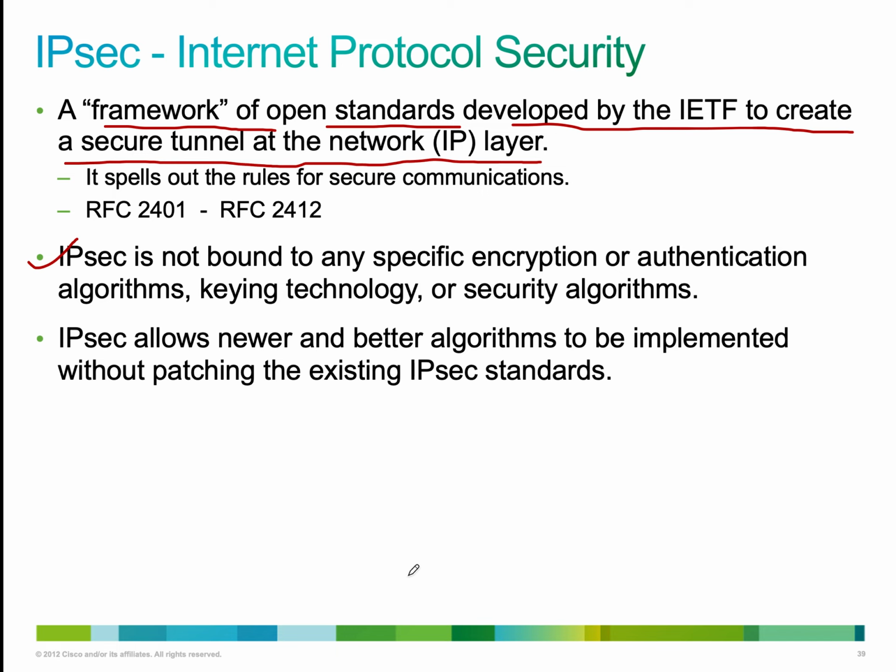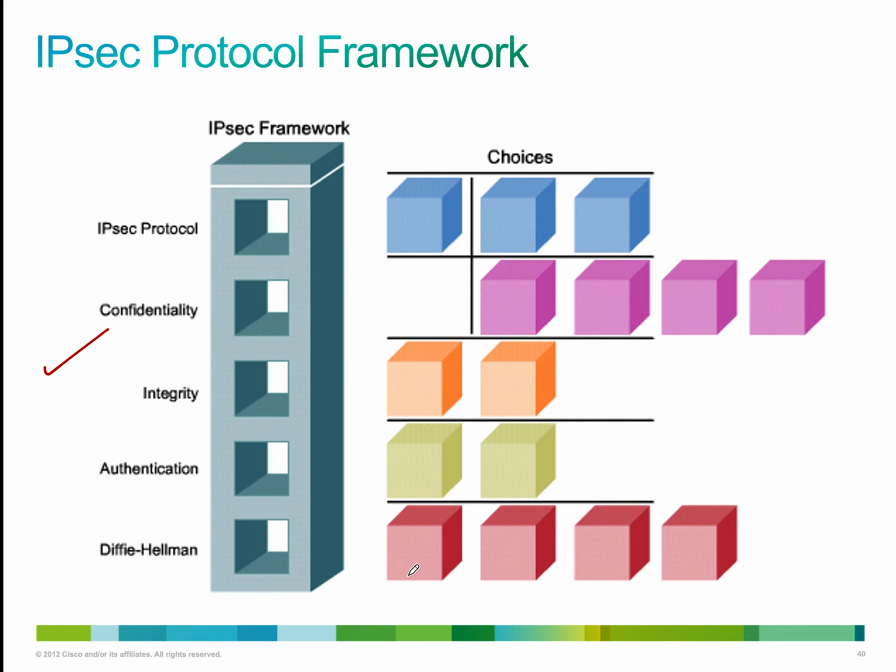It spells out the rule for the secure communication. Okay, IPsec is not bound by any specific encryption or authentication. We already established all this. So IPsec framework, we already talked about this. It guarantees the IP security. In the framework, you have the IPsec protocol, confidentiality, integrity, authentication, and DH. So let's go through them one after the other.